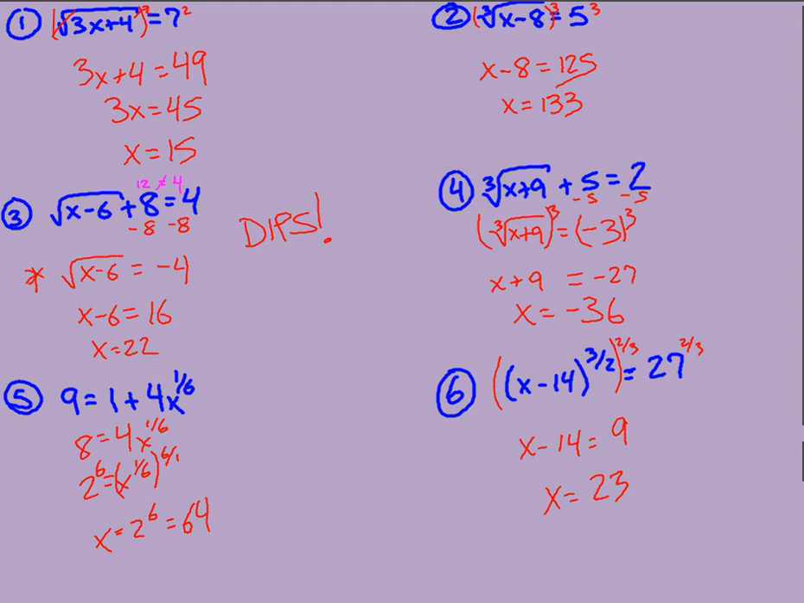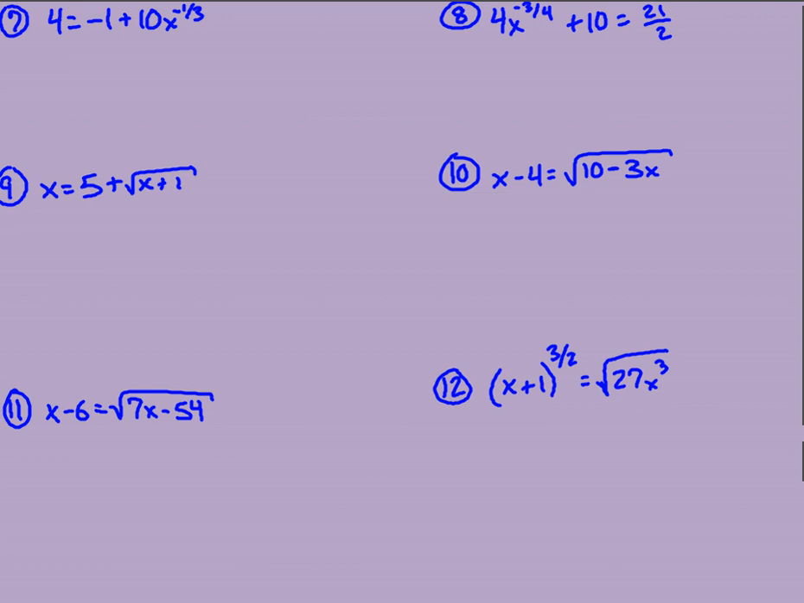Alright, continuing forward, some more rational powers here. Again, we need to first get the x to the negative 1/3 by itself. Add 1 to both sides. 5 equals 10x to the negative 1/3. A lot of you want to try to do something with this right now, but it's not by itself yet. Divide both sides by 10 first. 5 divided by 10 is 1/2. That gives you 1/2 is equal to x to the negative 1/3 power.